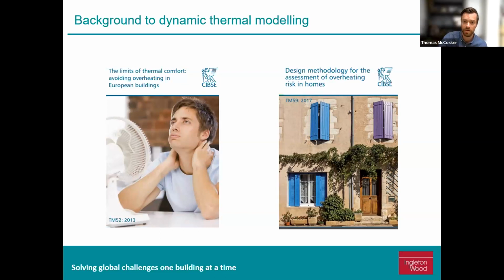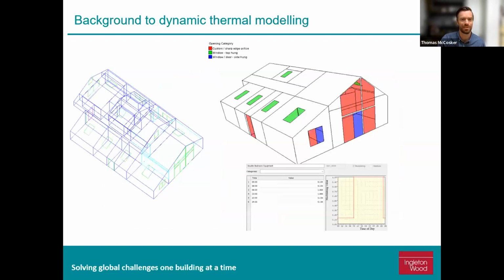Part O has largely been based on TM59, which is on the right side of the screen. This is a methodology for the assessment of risk in overheating in homes. It's developed by CIBSE, and is also largely based on TM52, which is the commercial version, looking at overheating in non-dwellings, I mean, buildings. In much the same way, a simple method looks at the building geometry to complete an assessment. A dynamic thermal model looks at this stuff as well, but it does it in 3D in a design software.